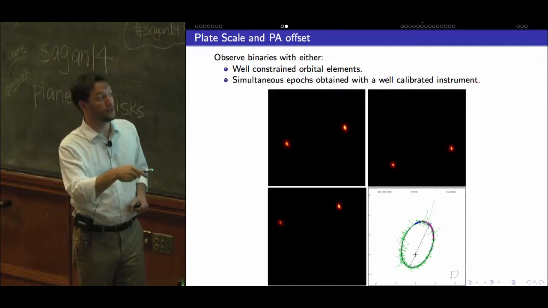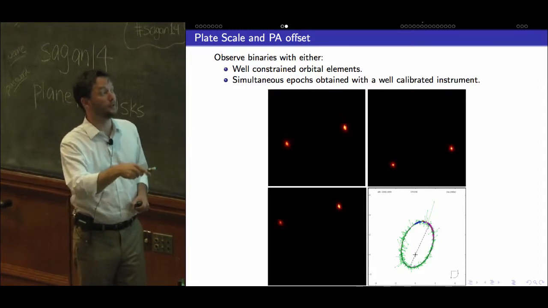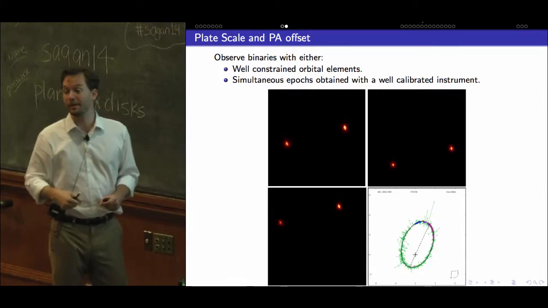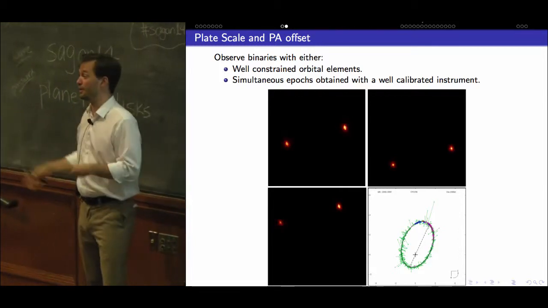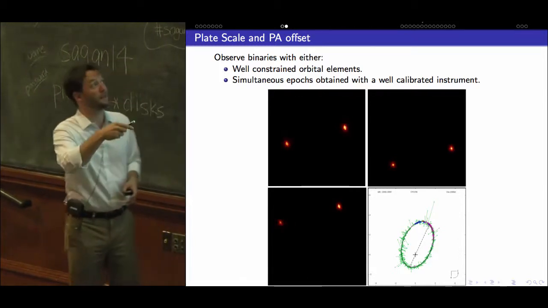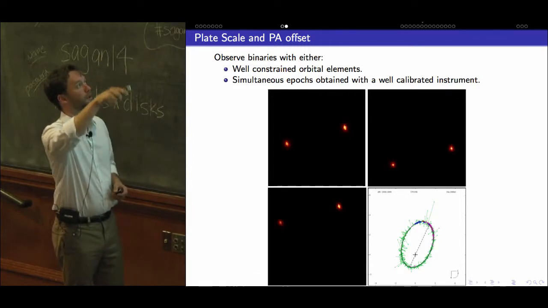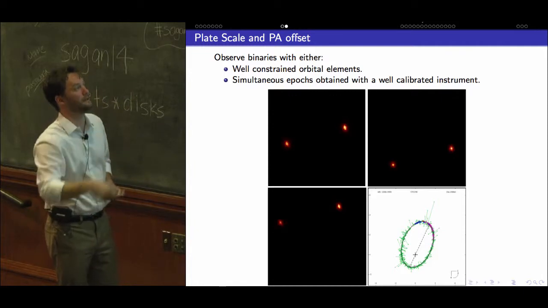And based on the predictions of the model that you have on your catalog, you know exactly what it should be at that epoch. And so this way you calibrate your instrument and you measure your plate scale. So the plate scale would be the distance between those two, and the PA offset would be where it should be, for instance, north would be here in this direction.